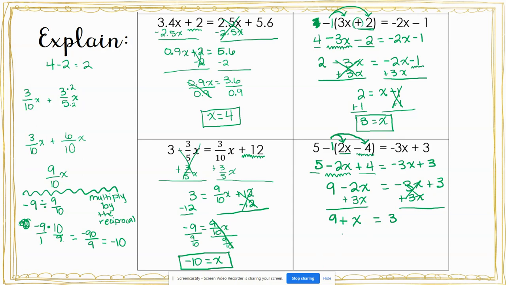Now I have a one-step equation that says 9 plus x equals 3. I need to get x by itself, so I need to get rid of this 9. Well, this is a plus 9, so I'm going to subtract 9 from both sides to get rid of it. Well, 9 minus 9 is 0, and if I did 0 plus x, I would be left with x. On this side, I have 3 minus 9, which is going to give me -6. So my solution is x equals -6.